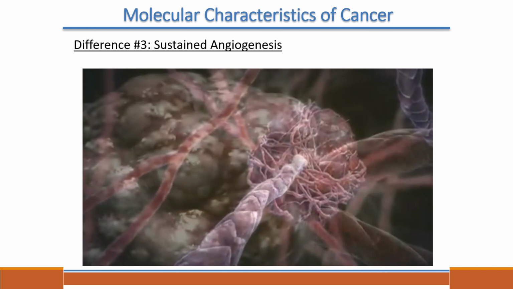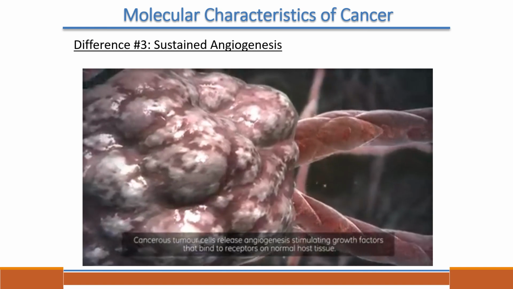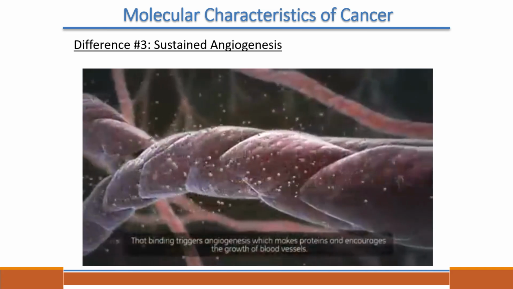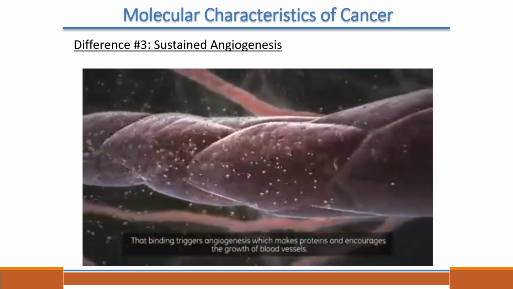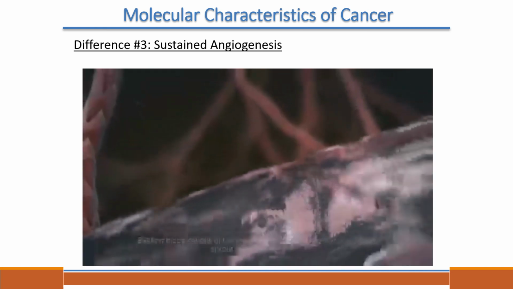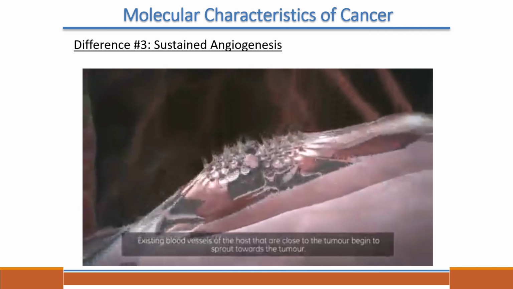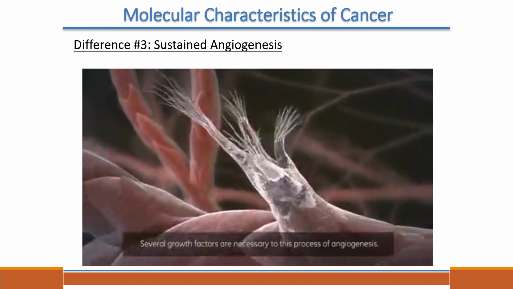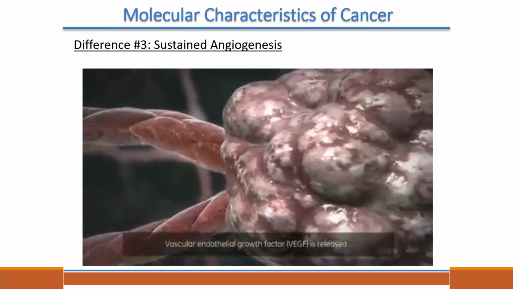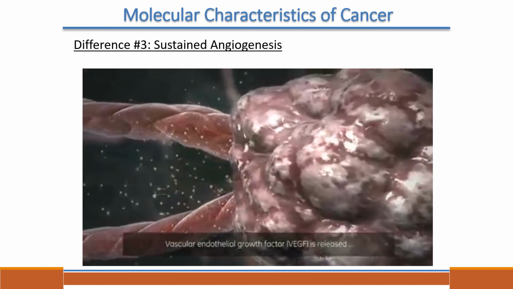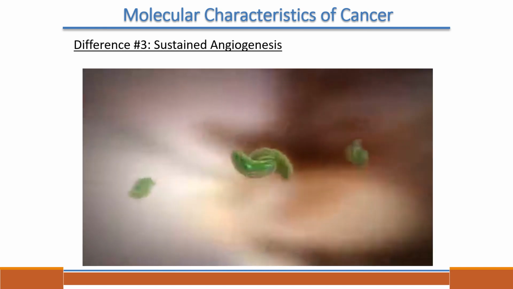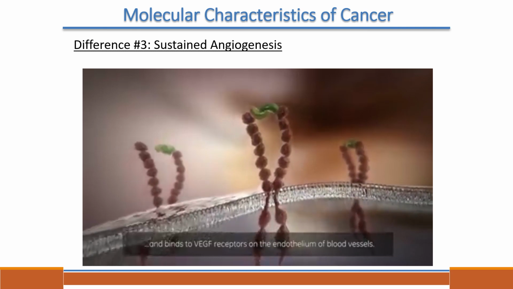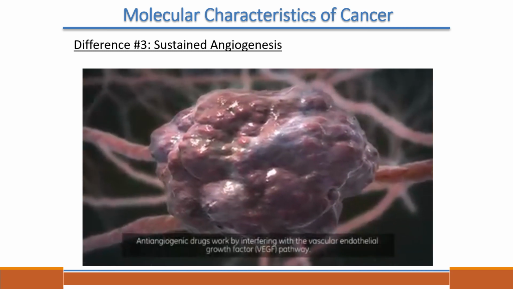Tumor angiogenesis actually starts with cancerous tumor cells releasing angiogenesis-stimulating growth factors that send signals to surrounding normal host tissue. This is the angiogenic switch, typically a result of hypoxia. Tumor blood vessels grow, and in addition, tumor cells can co-opt existing blood vessels. Several growth factors have been implicated in these processes. Looking more closely at the release of growth factors, such as vascular endothelial growth factor from the tumor cells, vascular endothelial growth factor, VEGF, is released and binds to VEGF receptors on the endothelium of blood vessels. Anti-angiogenic drugs work by literally starving the tumor of its blood supply.